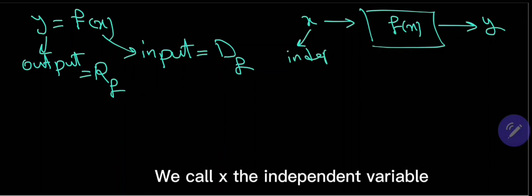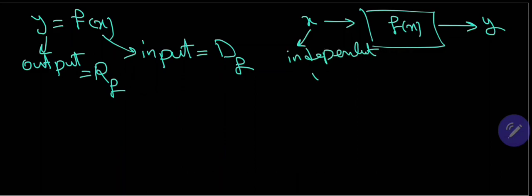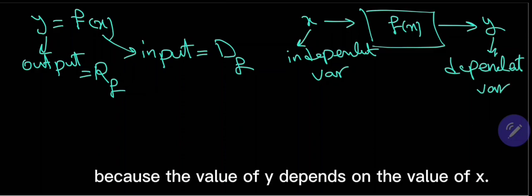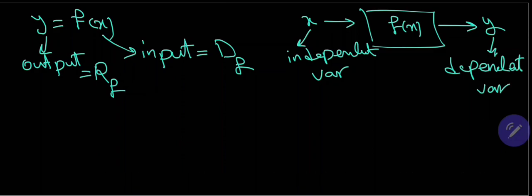We call x the independent variable. And y the dependent variable, because the value of y depends on the value of x.